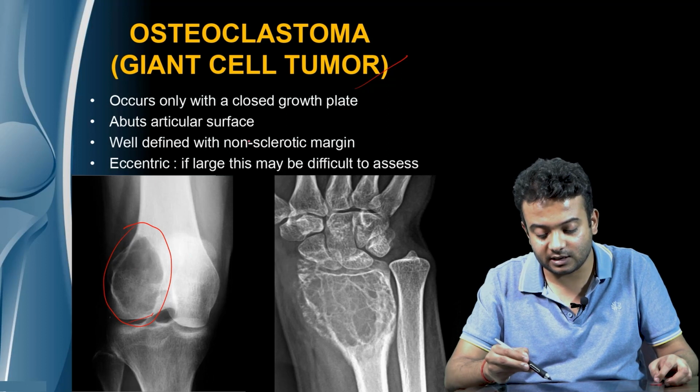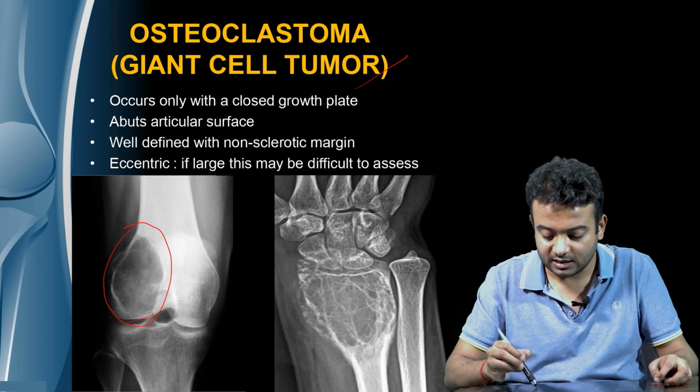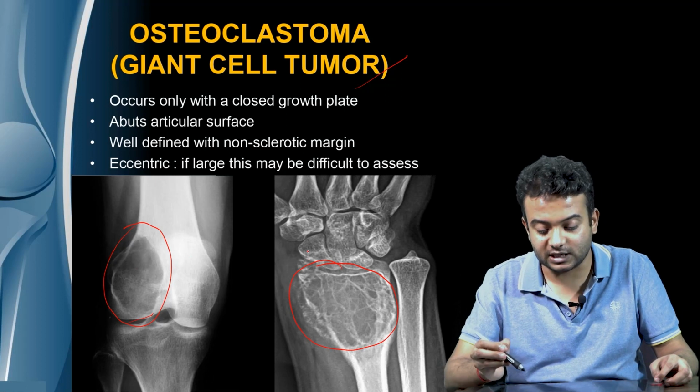It is usually eccentric, and if it is large, it can even be difficult to access. And this is also a case of osteoclastoma, giant cell tumor.